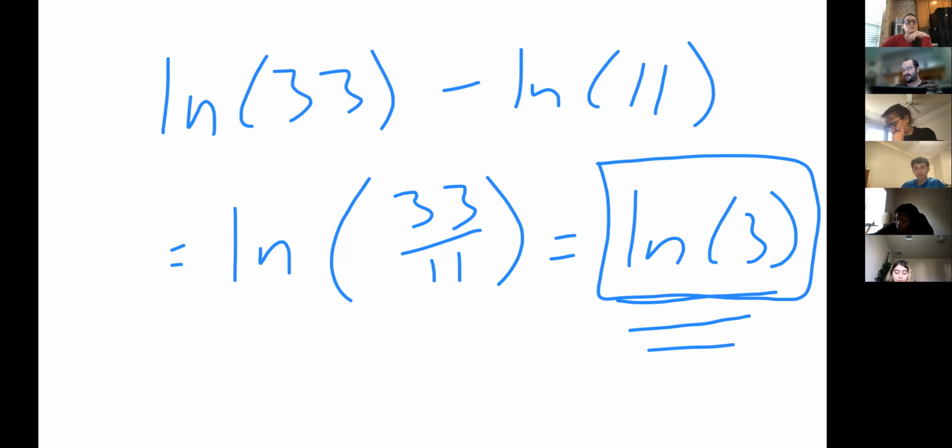Sometimes we need to approximate, like if your boss asks you how long this thing is and you tell him ln of 3, he's gonna slap you, right? He's gonna be like, what the heck are you talking about? Give me a number. So sometimes if we're doing word problems and we have to plug these things in, we definitely want to evaluate them.